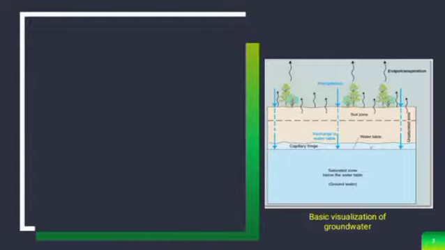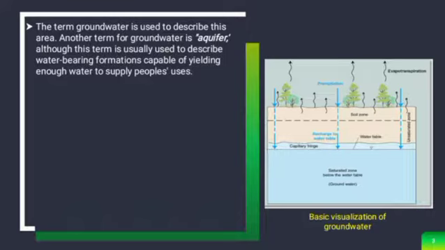Below this layer is the saturated zone, where all of the pores, cracks, and spaces between rock particles are saturated with water. The term groundwater is used to describe this area. Another term for groundwater is aquifer, although this term is usually used to describe water-bearing formations capable of yielding enough water to supply people's uses.